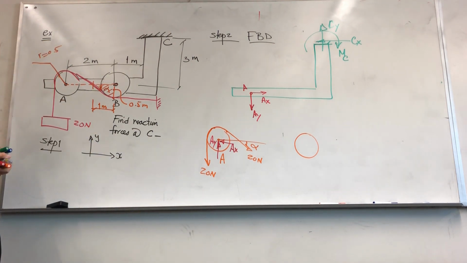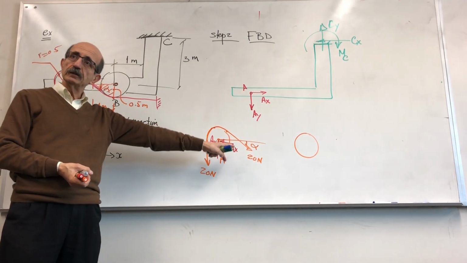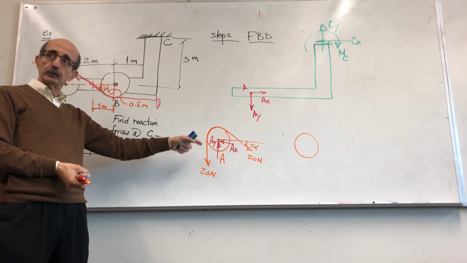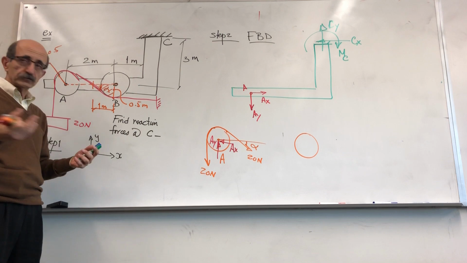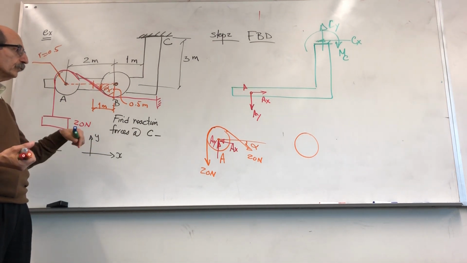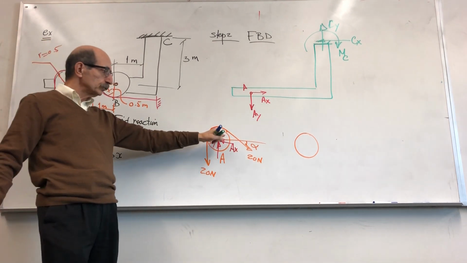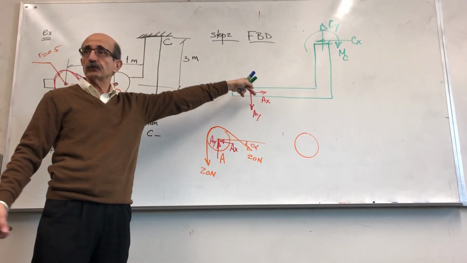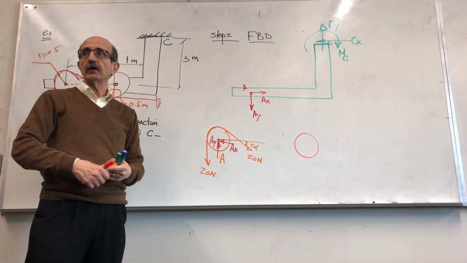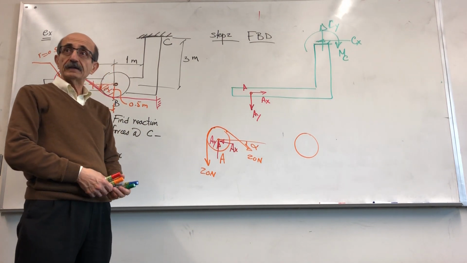Because if these are the forces coming from the structure acting on the pulley, that's Newton's third law, right? Action and reaction. Reaction forces, which are equal in magnitude and opposite in direction, should be acting from the pulley on the structure. So that's the free body diagram of the structure at that point.